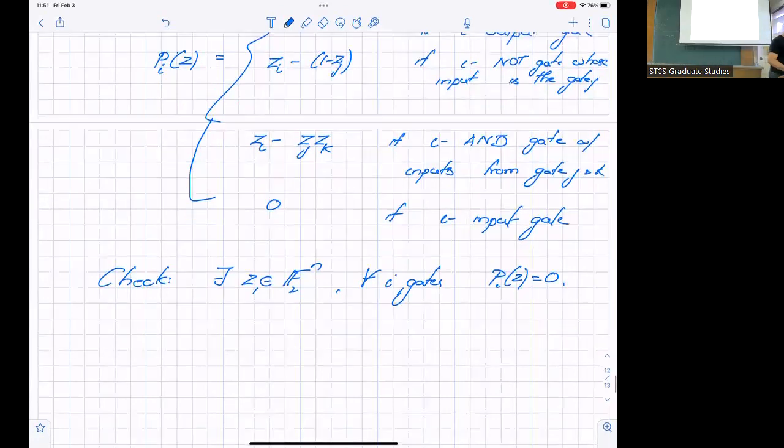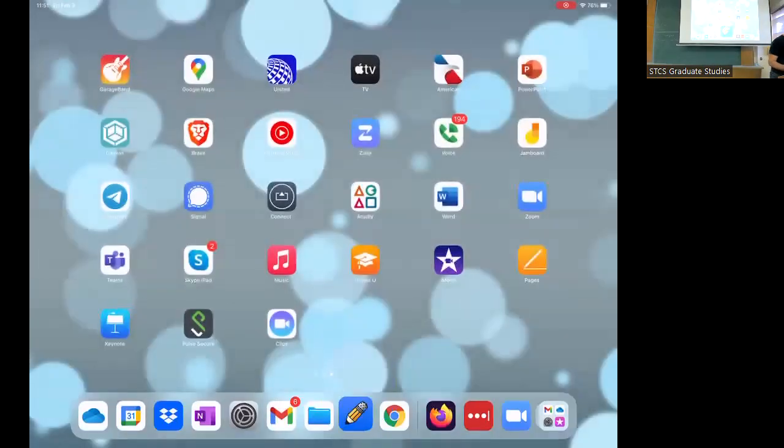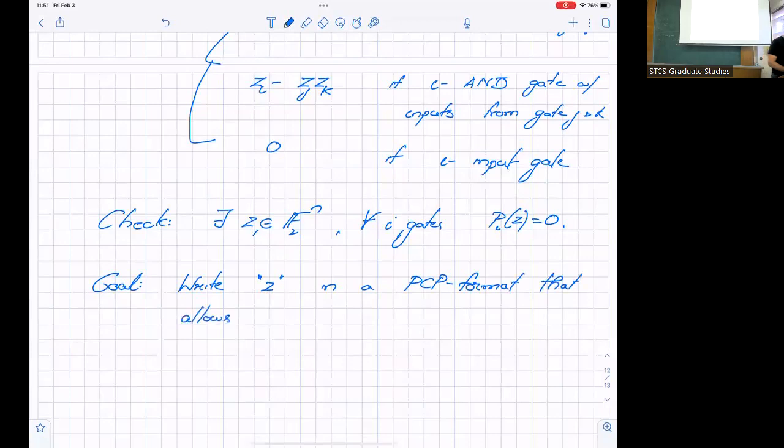Okay, our goal is to write Z in a PCP format that allows for local checks.